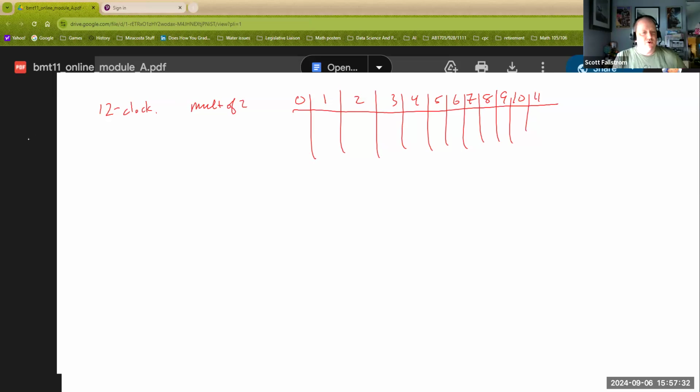I want multiples of 2. So first one, 2 times 0 is 0. 2 times 1 is 2. 4, 6, 8, 10. The next number would be 6 times 2, which would be 12. But if we're dealing with a 12 clock or a mod 12, we could also write that as 0. And then 7 times 2 would be 14. But again, in a 12 clock, that would be 2, 4, 6, 8, and 10. Now, why is this so important?